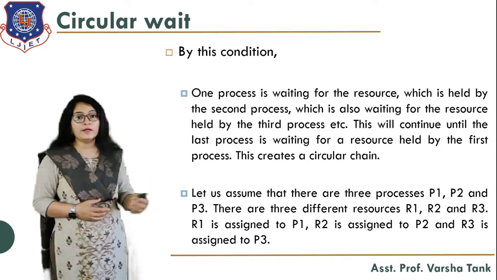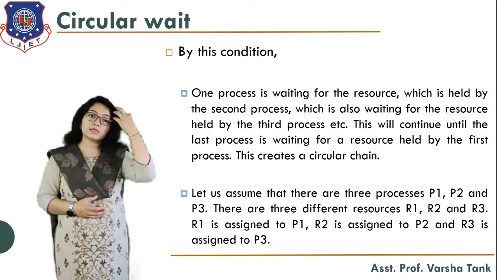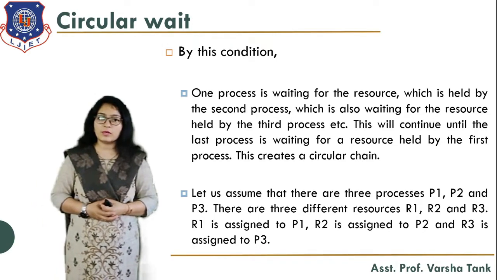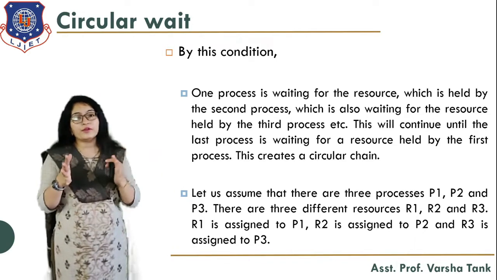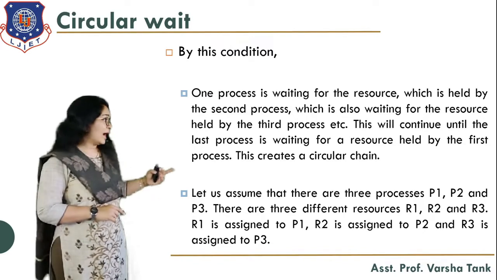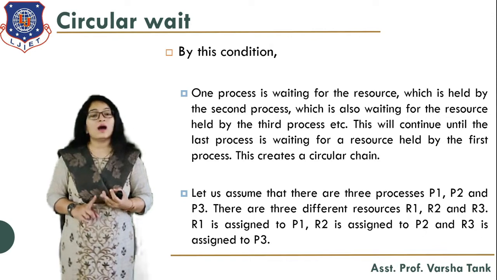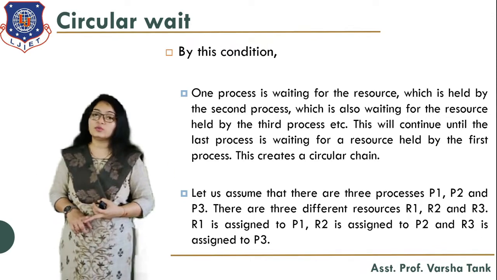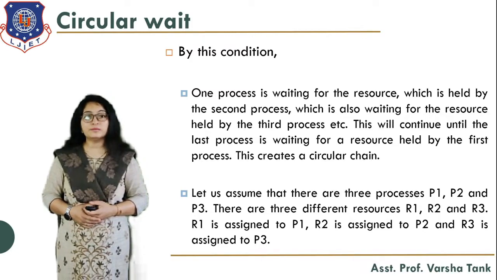So the circular chain is known as circular wait. Let's assume that there are three processes, P1, P2 and P3, and three different resources, R1, R2 and R3. Now R1 is assigned to P1, R2 is assigned to P2 and R3 is assigned to P3. Now let's see.